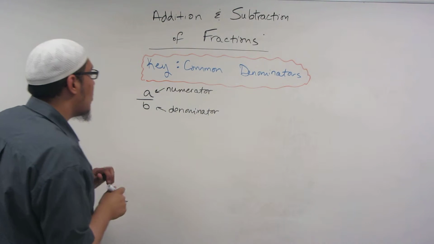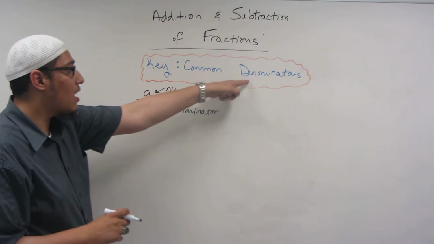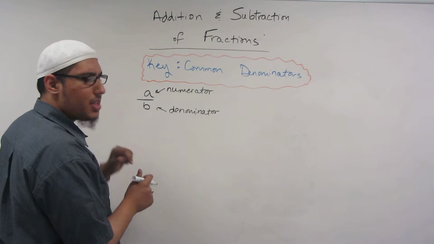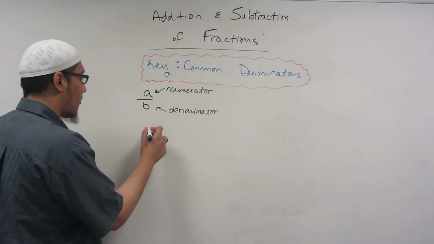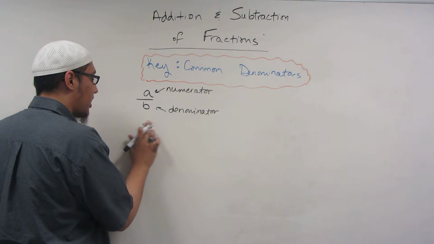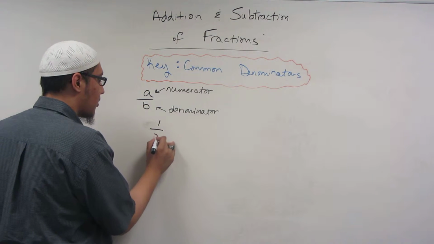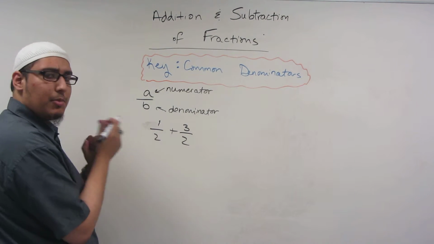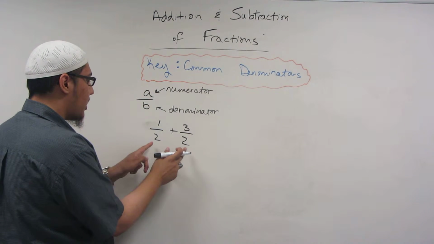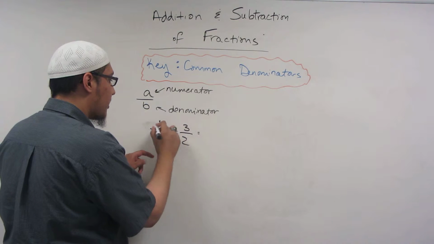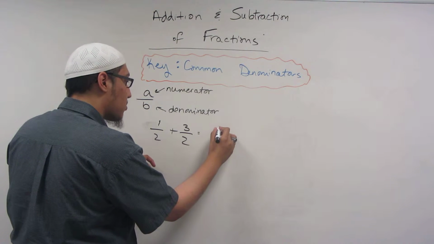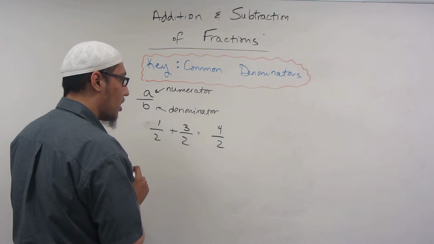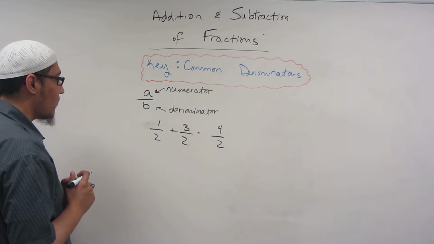Now, the key says find common denominators. So to add two fractions, the bottom part has to be the same. For example, if we have 1/2 plus 3/2, this denominator is already common. Therefore, we can simply add the numerators, or the numbers on top. So 1 plus 3 gives us 4. And the idea is to keep the bottom numbers the same, giving us 4/2.